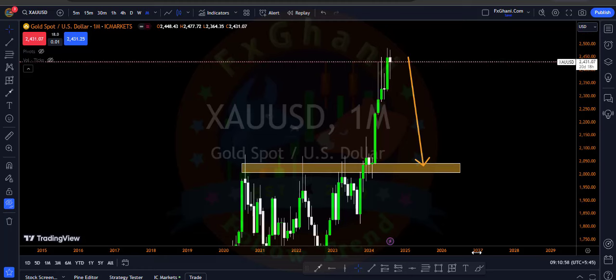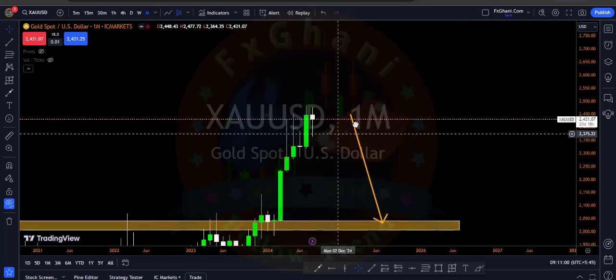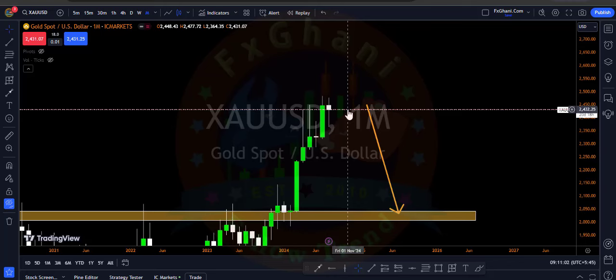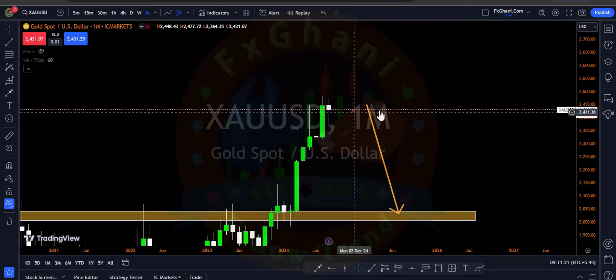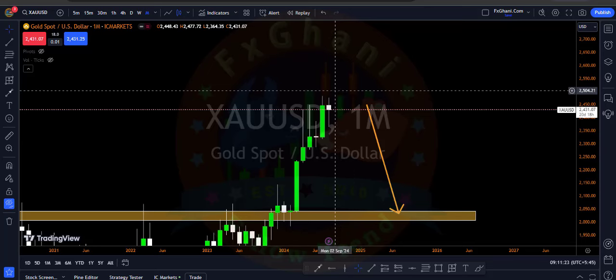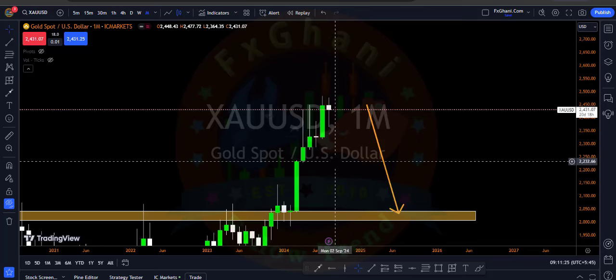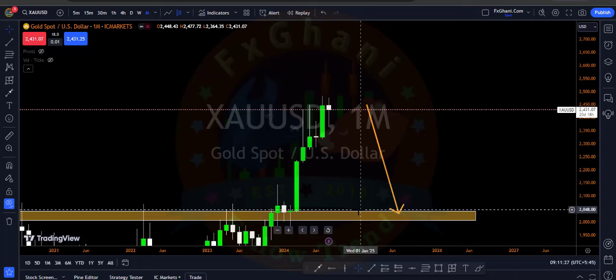If this monthly candle closes right here, then it's a hanging man candlestick pattern. So if you're looking for a gold long term sell, then just wait for a monthly candle close. And when this monthly candle closes at a 2430, 2450 level, then you can go for a sell. Your stop loss is above this candle high and your take profit level is this low and this low.